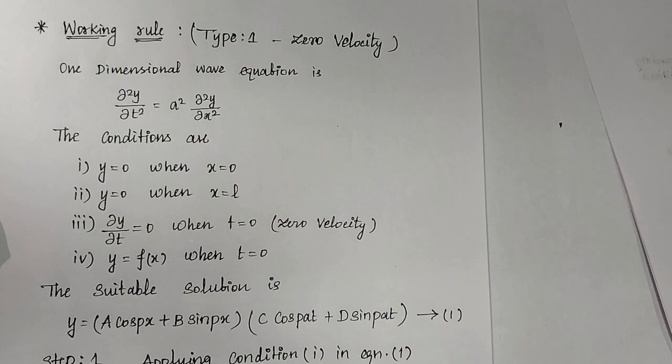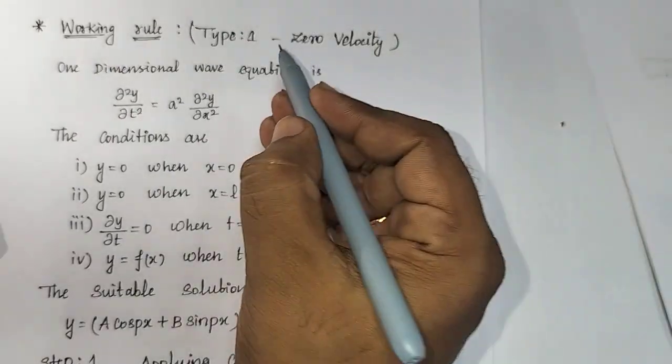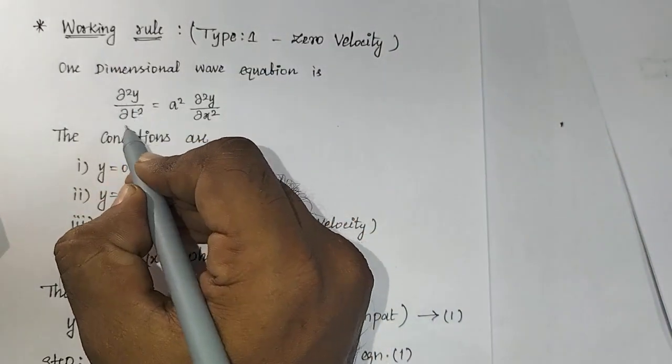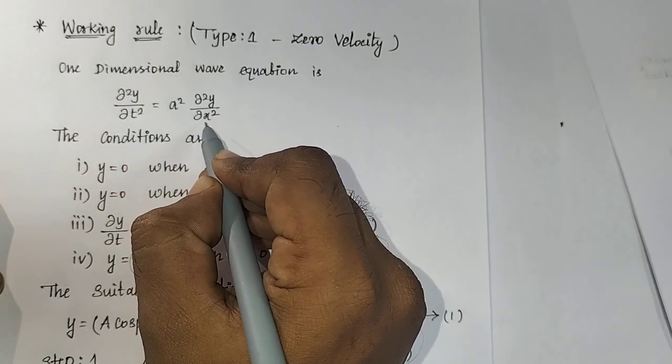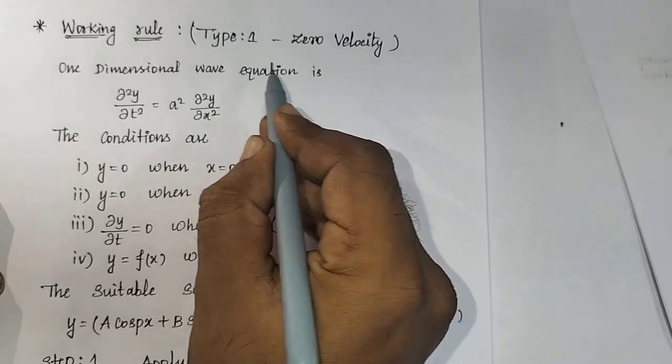Okay. So when writing the problem, first we have to write the one dimensional wave equation: ∂²y/∂t² = a² ∂²y/∂x². So I am giving the working rule for zero velocity.